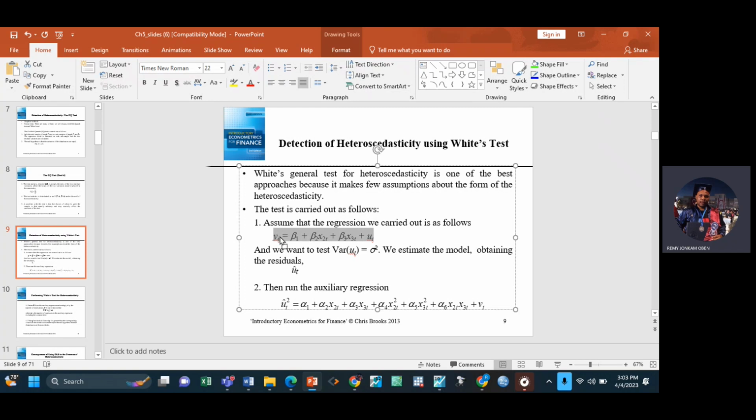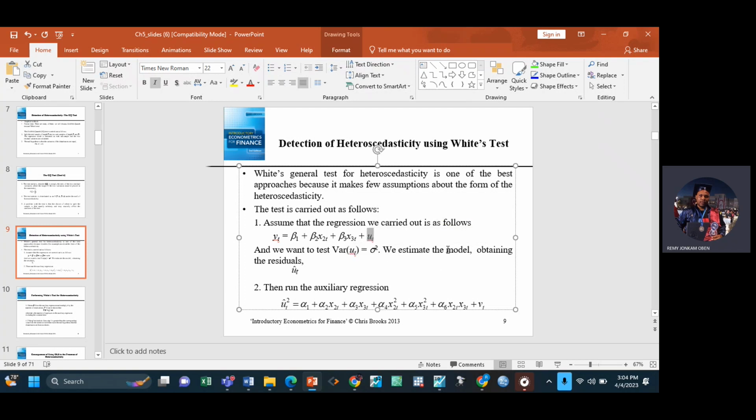Of course, we know this is the dependent variable y. This is our constant. These are the regressors and their coefficients, and this is the error term. You know all of this, right? This is a typical regression model. And we want to test this. We are trying to test if the variance of the errors is constant.